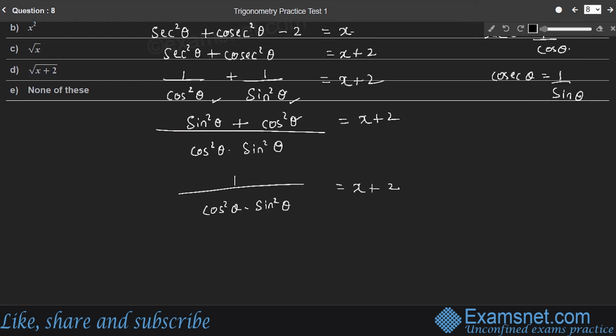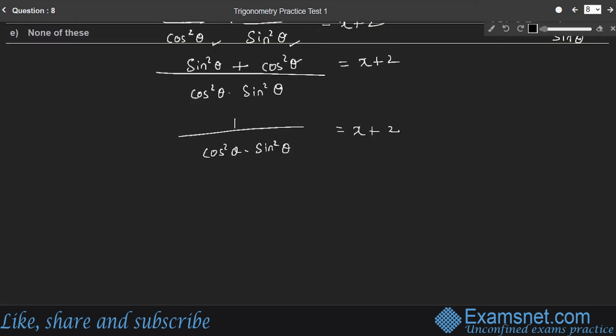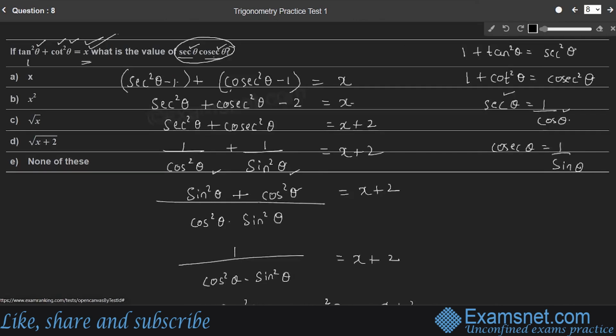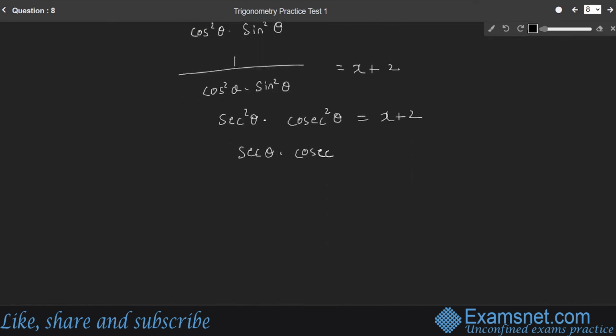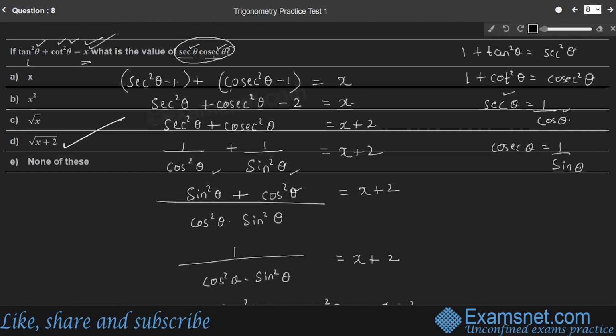So what is 1 by cos square theta? Inverse of cos is secant theta. Therefore, 1 by cos square can be written as secant square theta, and 1 by sine square becomes cosecant square theta, is equal to x plus 2. So secant theta into cosecant theta: secant square into cosecant square is x plus 2. Therefore, secant theta into cosecant theta becomes root of x plus 2. Therefore, the answer is root x plus 2. Option D.